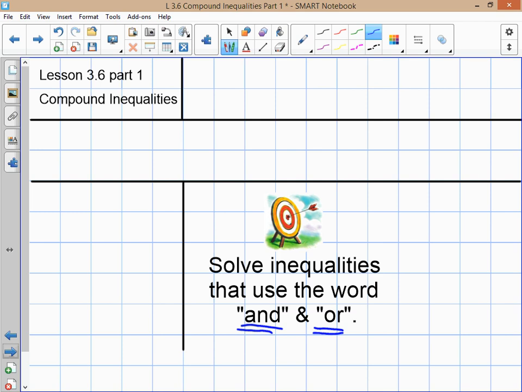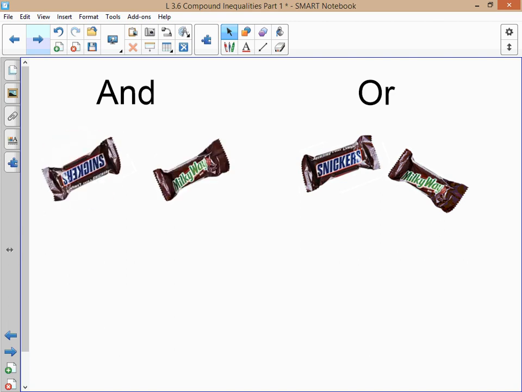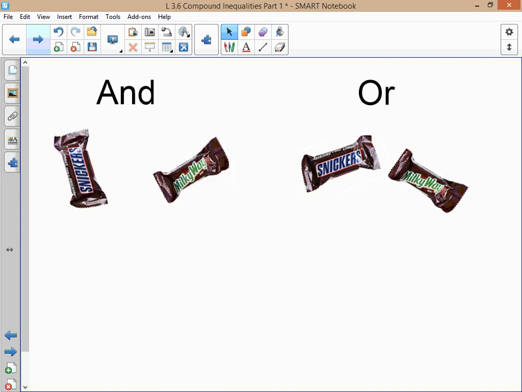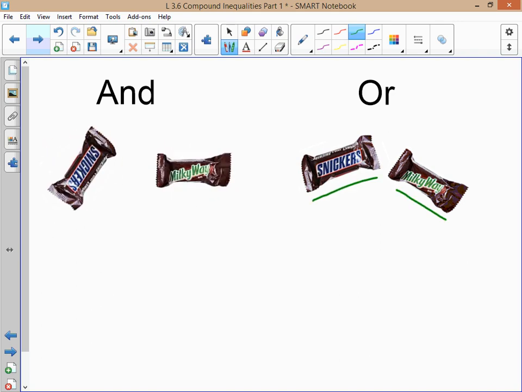The same is true in math with compound inequalities. You're going to use the words and or. And just so you're getting in the right frame of mind, the word and means both. I can have a Snickers and I can have a Milky Way. That's both. Both a Snickers and a Milky Way. But if I say or, I can have a Snickers or a Milky Way. It's either one or the other.